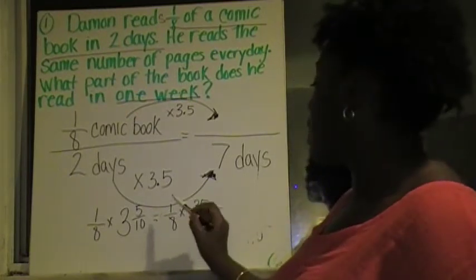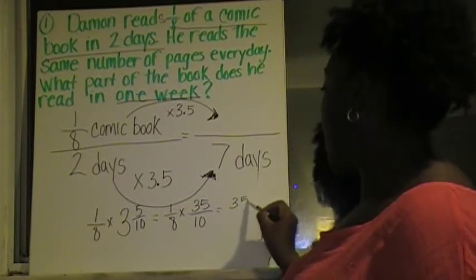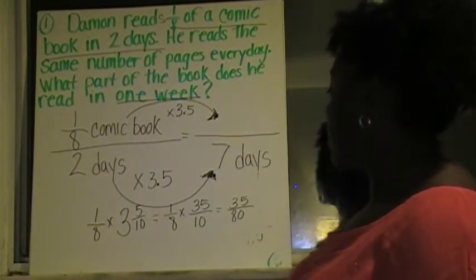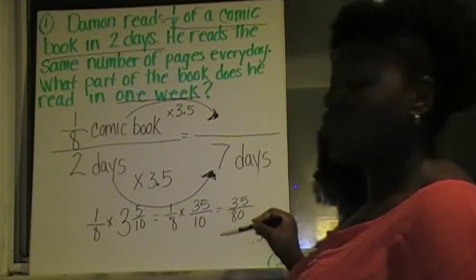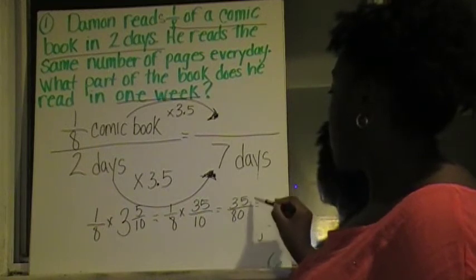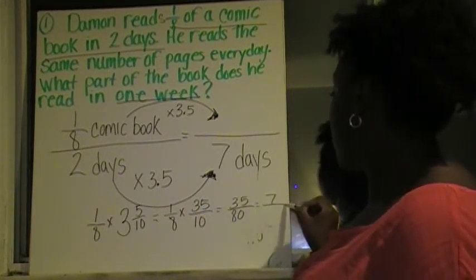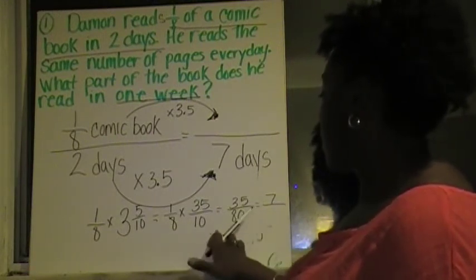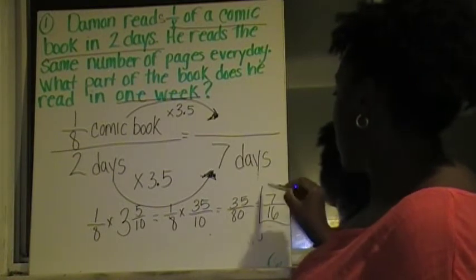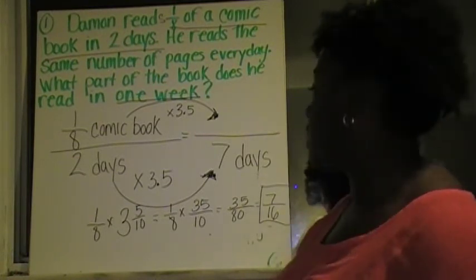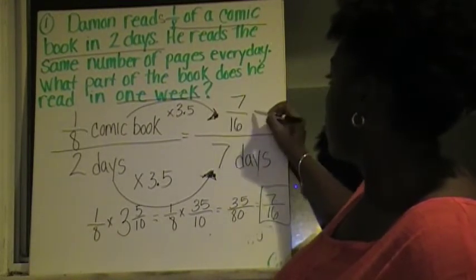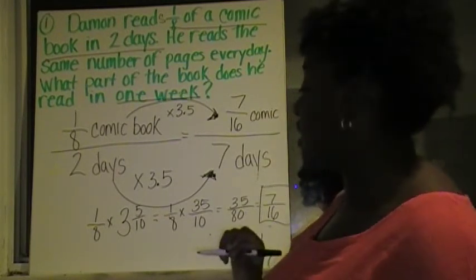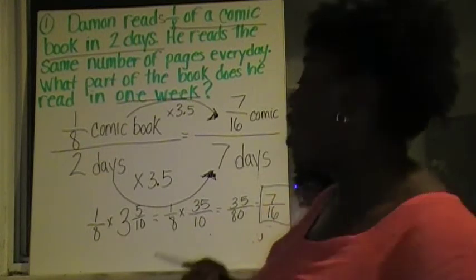Now multiply straight across. 1 times 35, 35. 8 times 10, 80. Simplify. I can put that in simplest form. Looks like my GCF is going to be 5. So let's say 35 divided by 5 gives me 7. 80 divided by 5 is going to be 16. So Damon reads 7/16 of a book in 1 week. Another approach that I could take with this, I can go back to my trusty rate table.